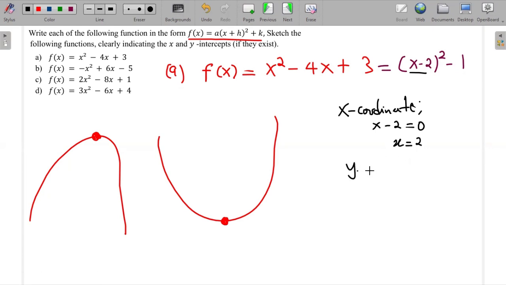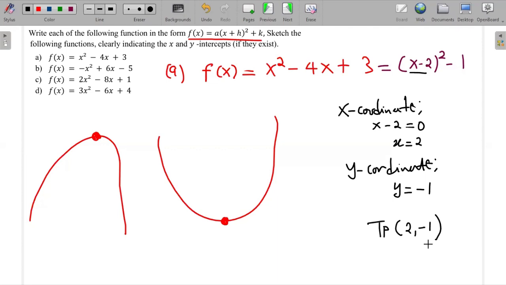And then to find the y coordinate of the turning point, you just get whatever constant is there. So my y coordinate of the turning point will just be what is outside, which is -1. So my turning point is x coordinate 2 and y coordinate -1. You can easily get the turning point from the completed the square form.